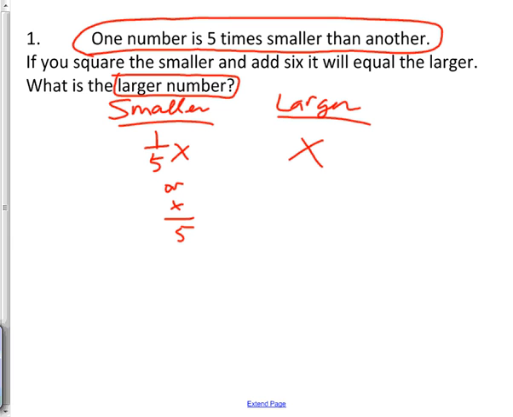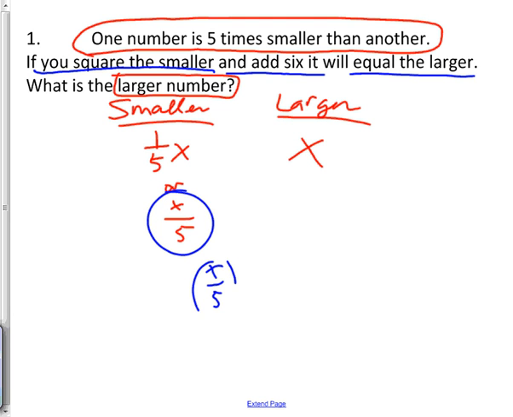All right, you got that written down? Now we have to do what it says. If you square the smaller, which one's smaller? This one. We square that and add 6, it'll equal the larger. So I have to square the smaller one. I'm going to go x over 5 squared and add 6. It'll equal the larger. What's the larger one? x. Does that look like an equation? This looks like something we could graph. Remember, this is a repeat of the graphing test, so it's going to have graphing.